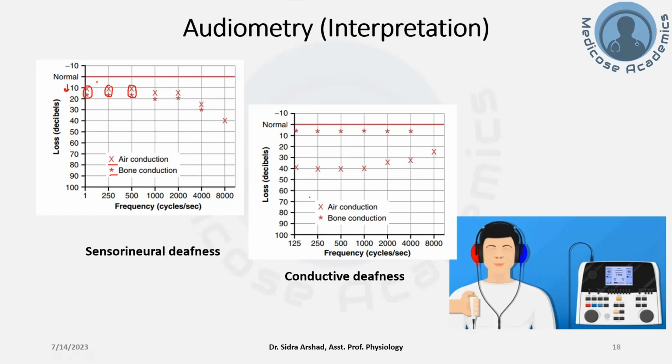Audiogram for the conductive deafness, you can see over here, the stars indicate bone conduction, and the crosses indicate air conduction. There is a gap between these two. This is showing that the loss for air conduction is more as compared to the loss for bone conduction. And this is the classical finding of conductive deafness. There is loss for both the air conduction and the bone conduction. However, the air conduction is affected more than the bone conduction. So the audiograms can help us quantify the hearing loss, and they can also be used to diagnose conductive and sensory neural types of deafness.